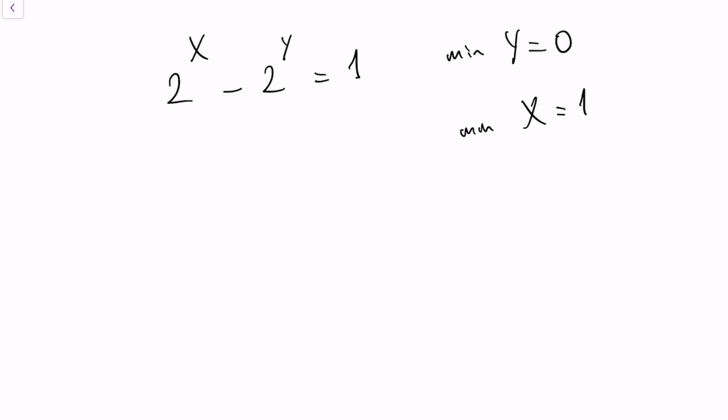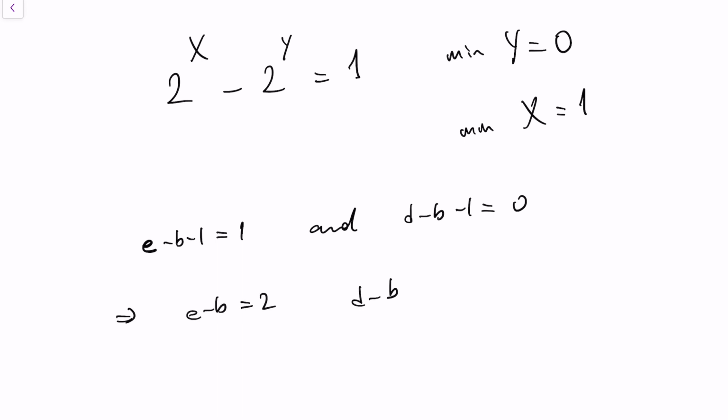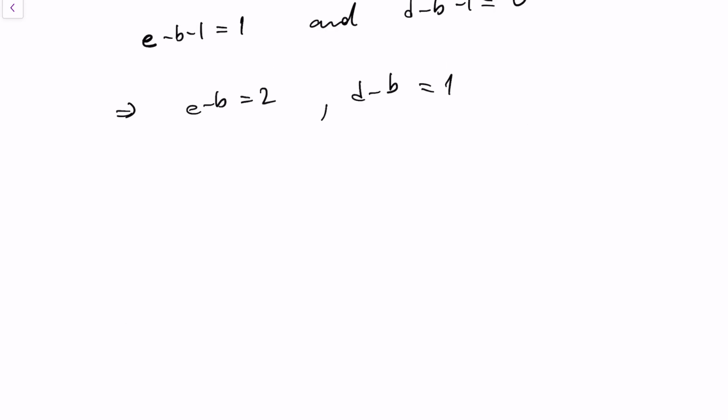So in other words, we must have e - b - 1 = 1 and d - b - 1 = 0. That implies e - b = 2 and d - b = 1. So in other words, we said c is equal to b, e is equal to b + 2, and d is equal to b + 1.